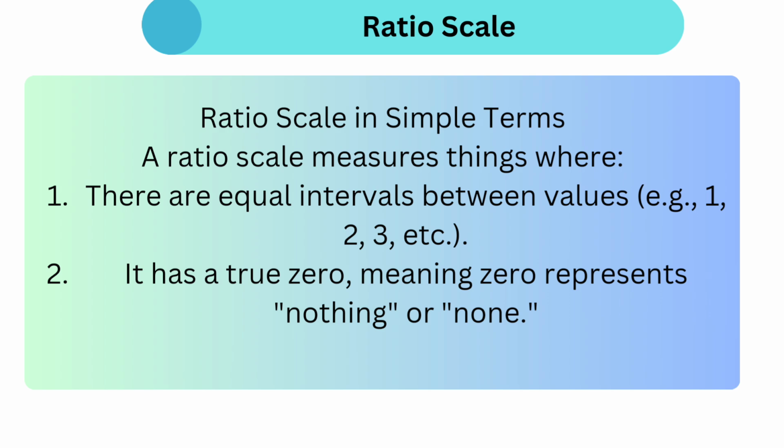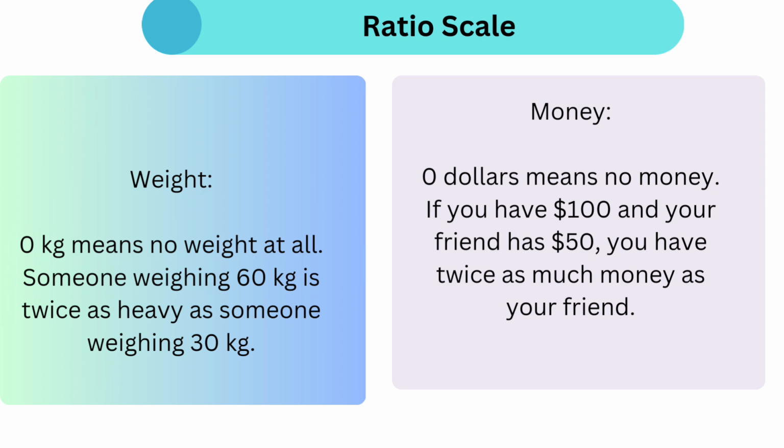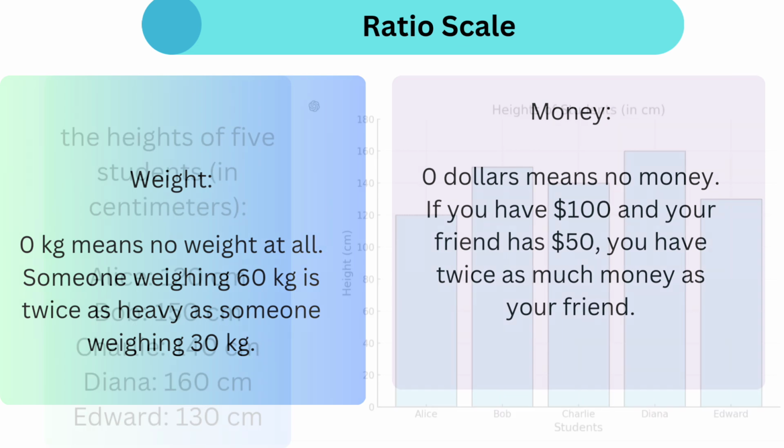A ratio scale, in simple terms, measures things where there are equal intervals between values, that means 1, 2, 3. So it has a true 0, meaning 0 represents nothing or none. Example, weight: 0 kg means no weight at all. Someone weighing 60 kg is twice as heavy as someone weighing 30 kg. We can compare. Another example, money: $0 means no money. If you have $100 and your friend has $50, that means you have twice as much money as your friend. So we can compare this as well.